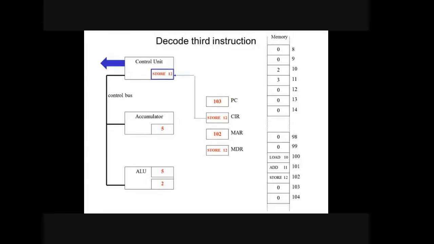Now we can decode that instruction, which basically says store the result in the accumulator back into location 12. We're going to put something into location 12, so that memory address must be put into the memory address register. And the contents of the accumulator move via the memory data register into that memory location. And that's our program complete.